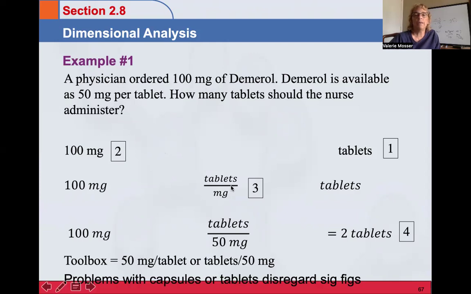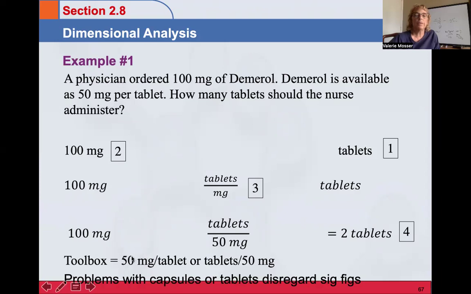Then we draw our line in the middle. That's our conversion factor. We want to put the milligrams on the bottom because we want the milligrams to go away because we want tablets in our answer. So we're going to put milligrams on the bottom and tablets on the top. We want the milligrams to cancel and we want tablets in our answer.